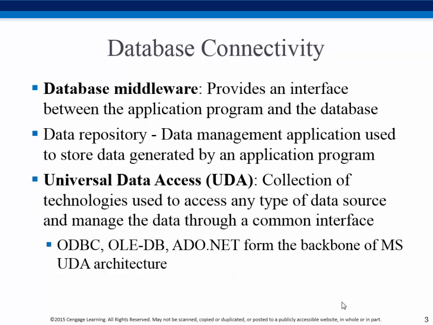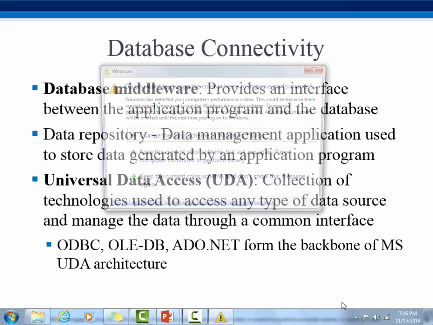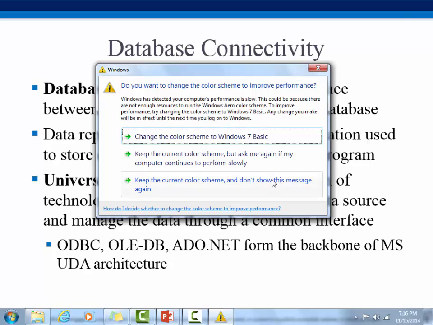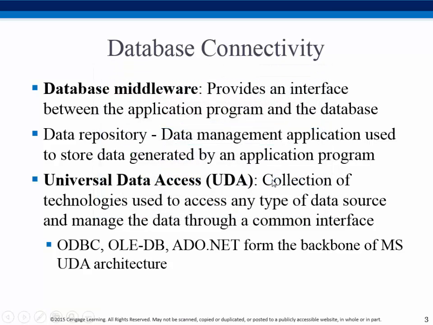So database connectivity refers to the mechanisms through which application programs connect and communicate with data repositories. Database connectivity software is also known as database middleware because it provides an interface between the application program and the database. The data repository, also known as the data source, represents the data management application such as Oracle, SQL Server or IBM DBMS that will be used to store data generated by the application program.